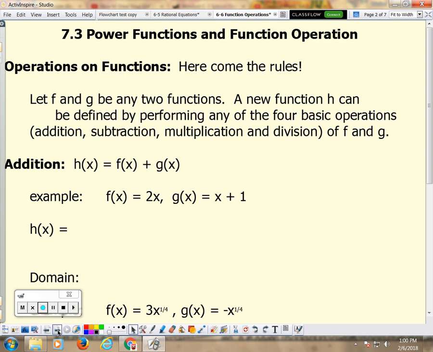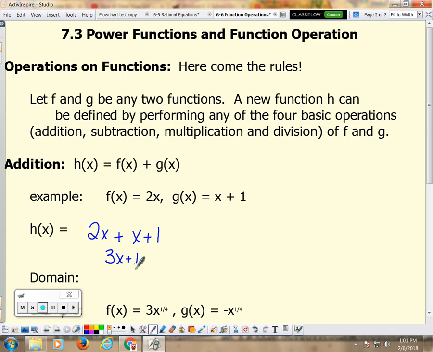So we're going to get h of x when we add f of x to g of x. So I've said f of x is 2x, so we're going to write a 2x down. And I've said g of x is this x plus 1 over here. So we're going to add that together, x plus 1. So what do I get? I combine my like terms. I get 3x plus 1.